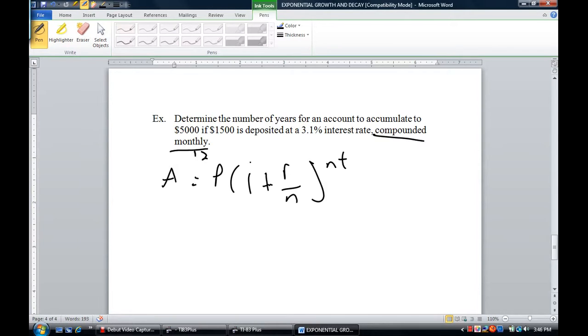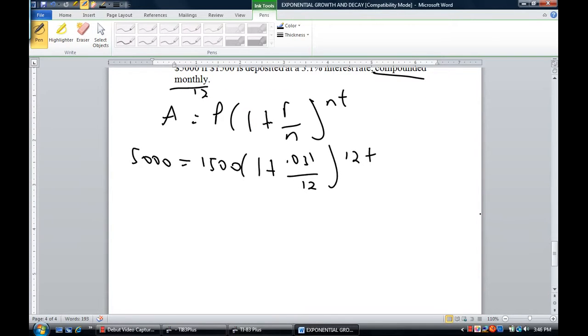So this problem is a little different than other problems you may have seen in other videos of mine. This time the A is given. It's $5,000. That's the total amount. P is 1,500. That's the initial amount. Interest rate as a decimal is 0.031. Monthly is 12. But this time we need to know the number of years, which is t. So this is how this one's been different. This is the first time we had to solve for an exponent in this compound interest problem, which means we're going to have to use, do I dare say, logarithms.